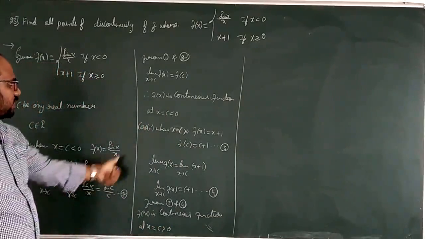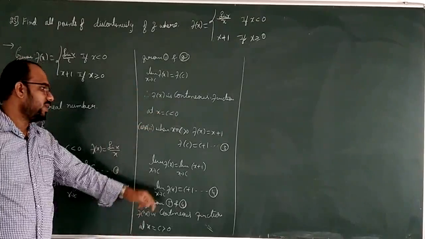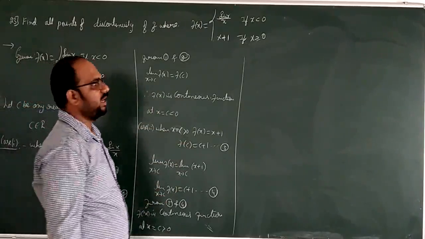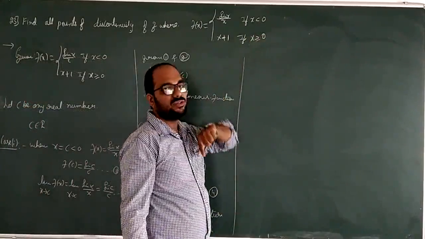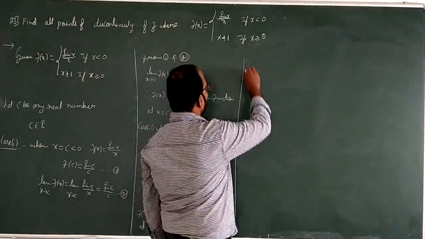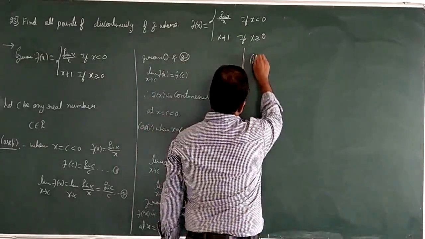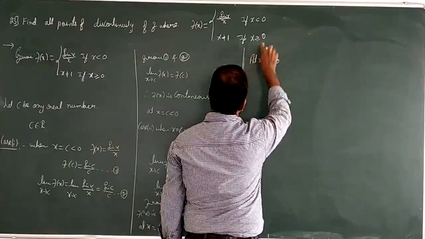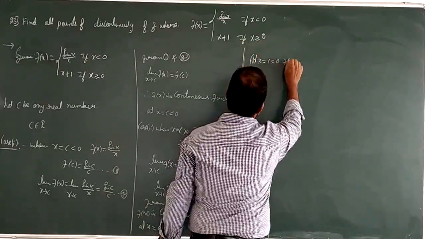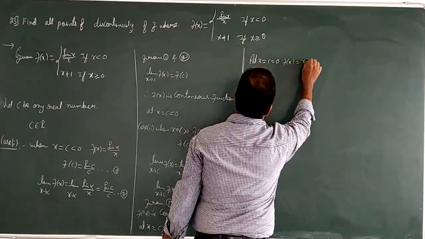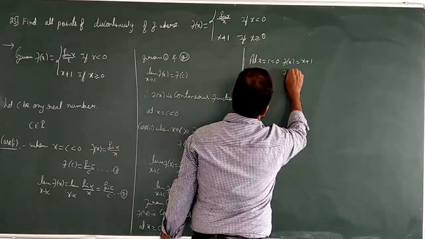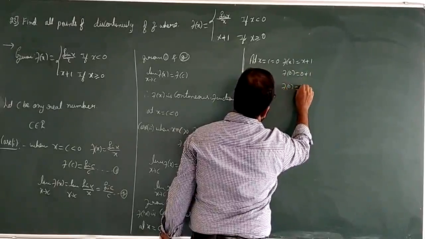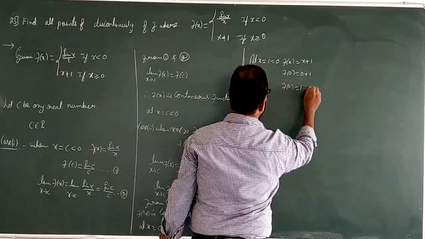When x is less than 0, f of x is a continuous function, and when x is greater than 0, f of x is also a continuous function. Now check what happens particularly at x is equal to 0. At x is equal to c is equal to 0, f of x is equal to x plus 1, that is f of 0 is equal to 0 plus 1, that is f of 0 is equal to 1. This is called equation 5.